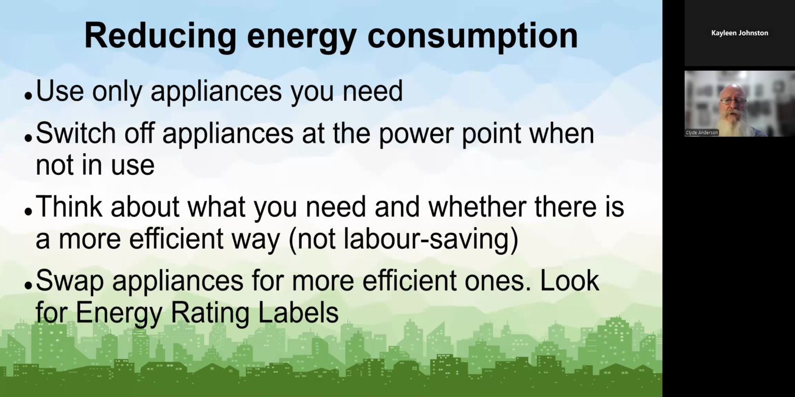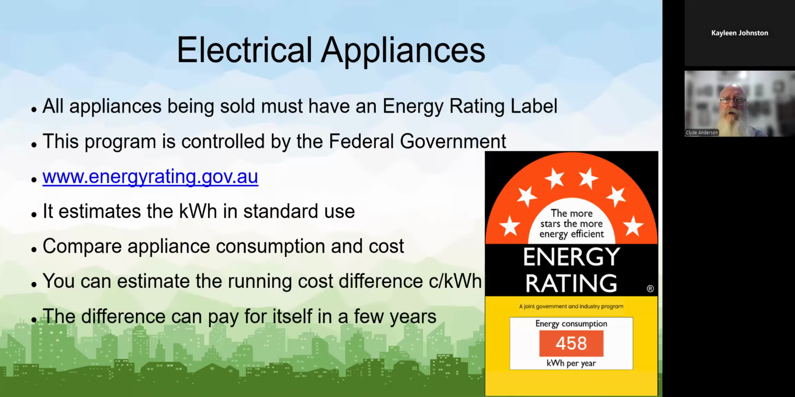So how do we know which appliances are efficient when we go shopping? There are these energy rating labels. Have you seen these? You've got this energy rating label over here, 458 kilowatt hours per year. That tells you the estimated electricity consumption of that appliance over the whole year. And we can convert that to dollars. I'll show you that shortly.